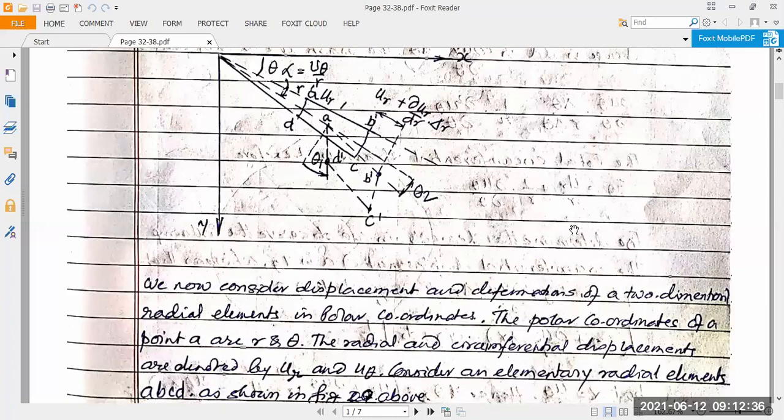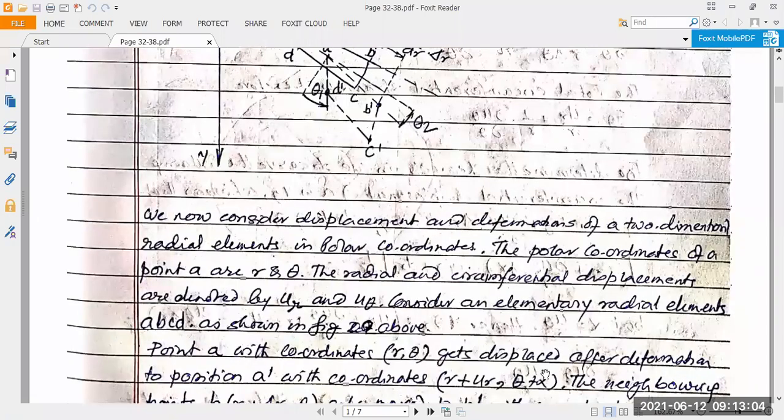Now, what happened? And you know, any displacement in the radial direction is given as u r, and any circumferential displacement is given by u theta. So in terms of radial displacement u r and circumferential displacement u theta, now we have gone through ABCD.